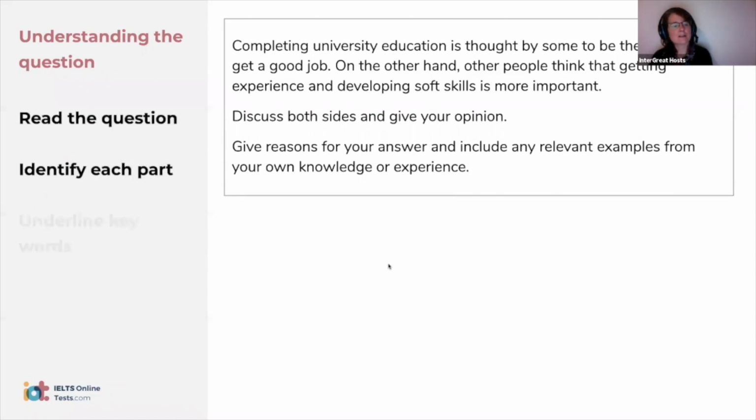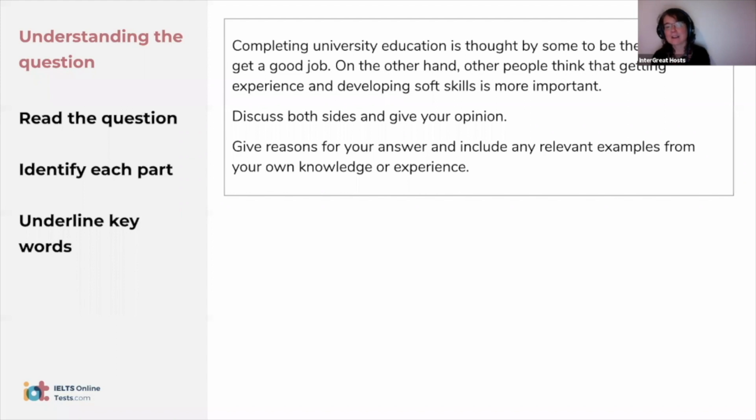So if we had a look at our sample question, which we're going to write together, what would you say are the key phrases in this task question? What would you underline if we were in the exam right now and you just turned over? So yes, university education is very important. That's one side. And yes, it's the best way. So we are talking about the best way to get a job. Soft skills, also we are talking about.